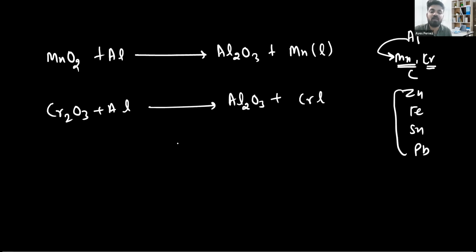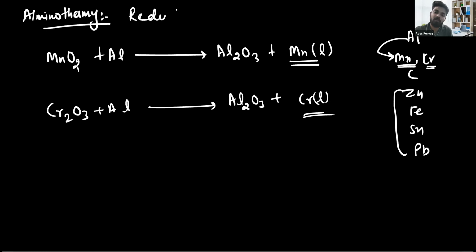liquid state. Okay, so you need to notice this one, that the heat liberated during this reaction is so large that the metal obtained is in liquid state. And this reaction is called aluminothermy. Aluminothermy means reduction with aluminium. Okay. So reduction with aluminium is called aluminothermy.